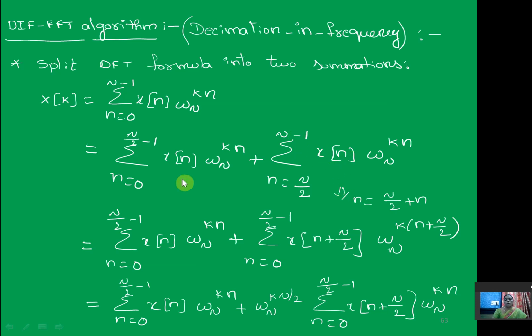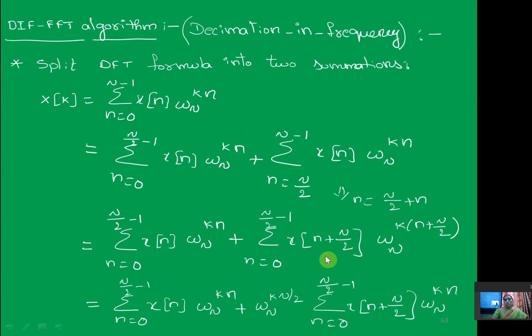So now here in these two summations, take the second summation, and in that substitute N by 2 plus n in terms of n. So now if you substitute N by 2 plus n in the place of n, the summation limits are changed from 0 to N by 2 minus 1 instead of N by 2 to N minus 1, and of course x of n becomes x of n plus N by 2. This one is W_N power k into n plus N by 2.